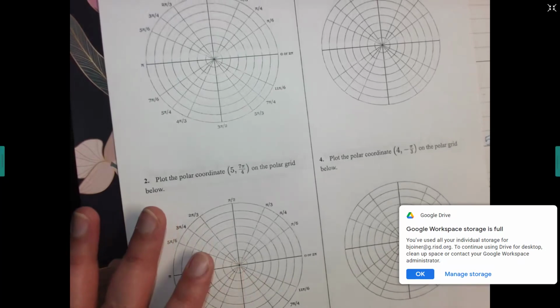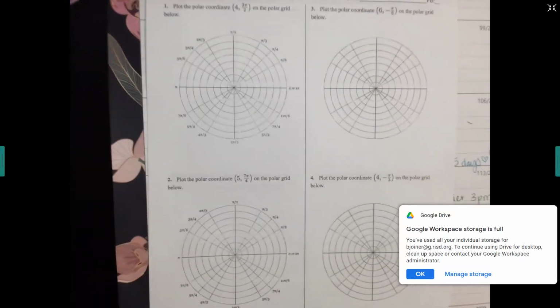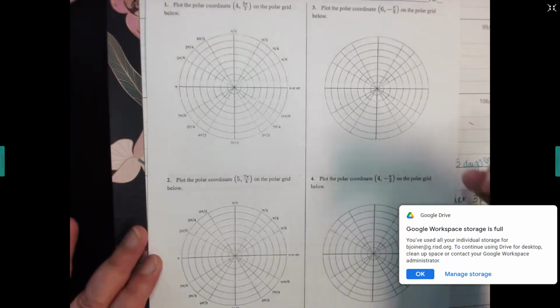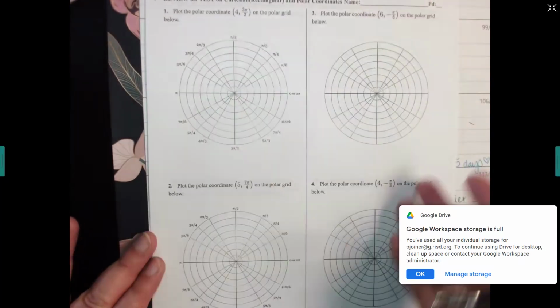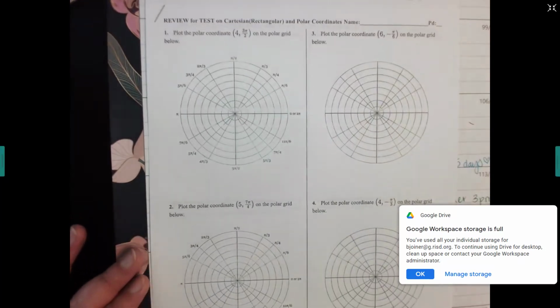All right, so you are going to actually take this test on Delta Math. So all of these test questions are going to be just like this, but you'll be doing them on the computer. So let's do 2 of these off the first page.